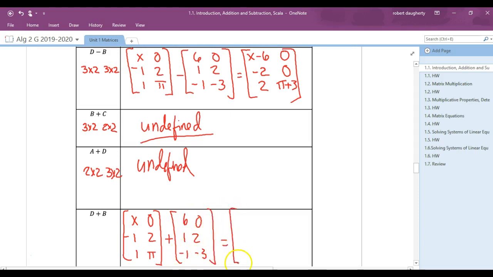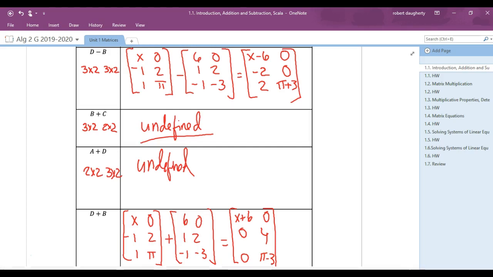When you add those together, x plus 6, 0 plus 0, negative 1 plus 1, 2 plus 2 is 4, 1 plus negative 1 is 0. Pi minus 3 is pi minus 3. Okay, pretty straightforward, right?